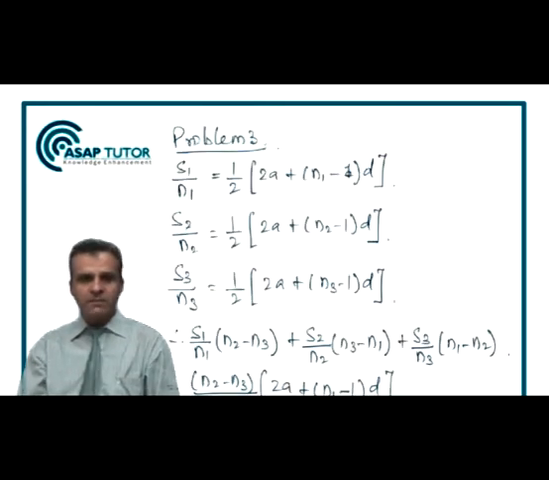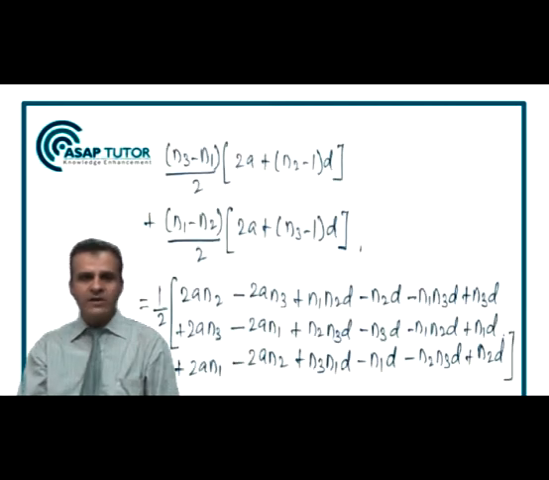So, this will be equal to: S1 by n1 is 1 by 2 into (2a plus (n1 minus 1) into d), and this (n2 minus n3) will come. Similarly here S2 by n2 will be 1 by 2 into (2a plus (n2 minus 1) into d), and (n3 minus n1) will come over here. And similarly the next one will be (n1 minus n2) divided by 2 and this.